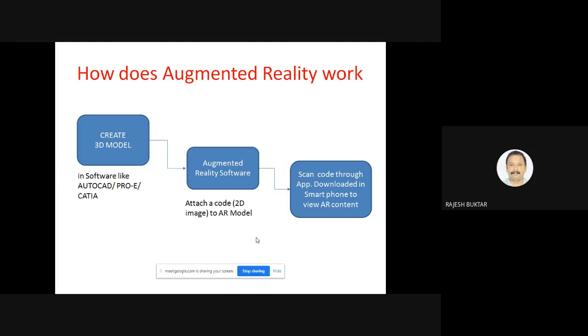So a 3D model is created. The 3D model is then imported into augmented reality software. You might be aware of these now by names like Vuforia Studio, Unity, Unreal Engine, ARCore. There are a lot of software, and free open source software is also available, which you might have glanced through. Once the model is available in the AR software, it is attached with a 2D code. Then this 2D code is scanned using your smartphone to view the AR content.